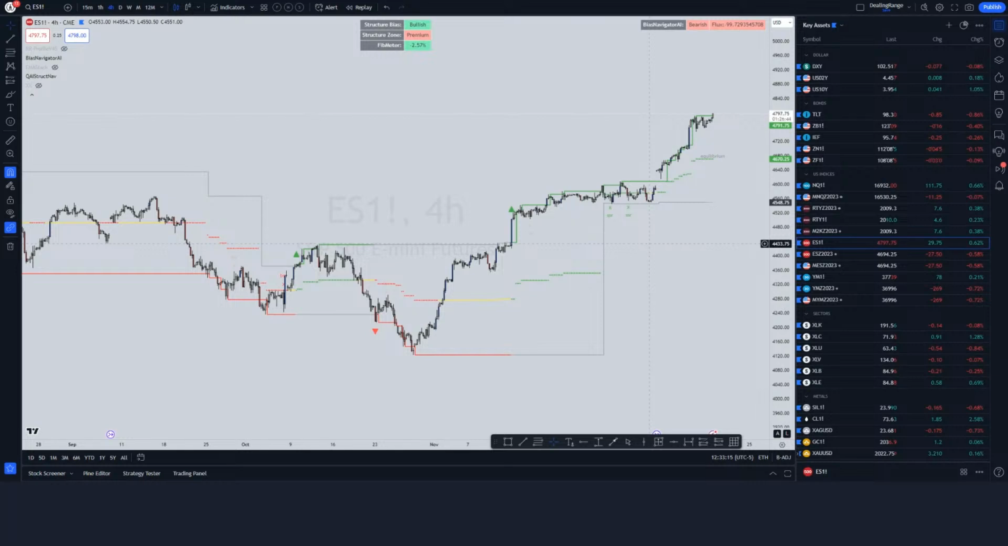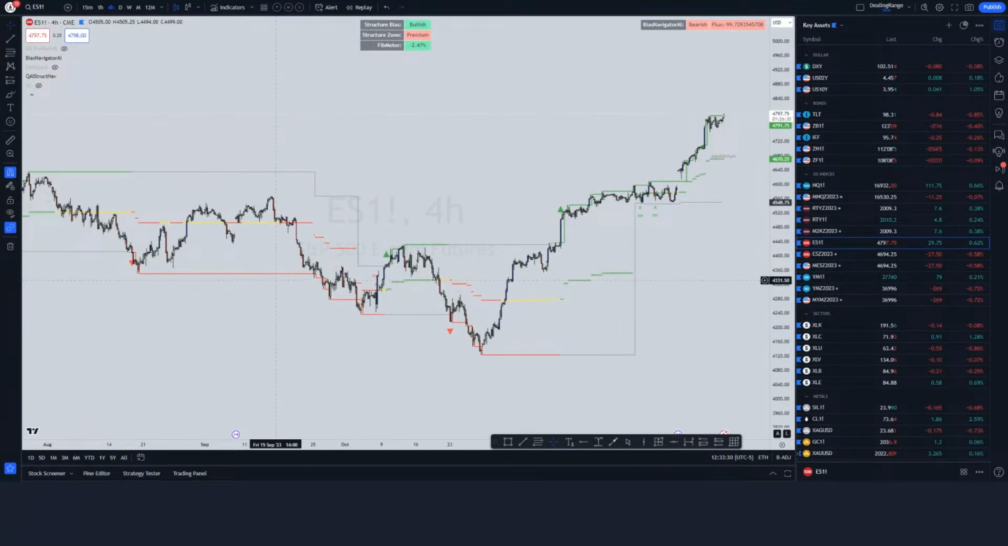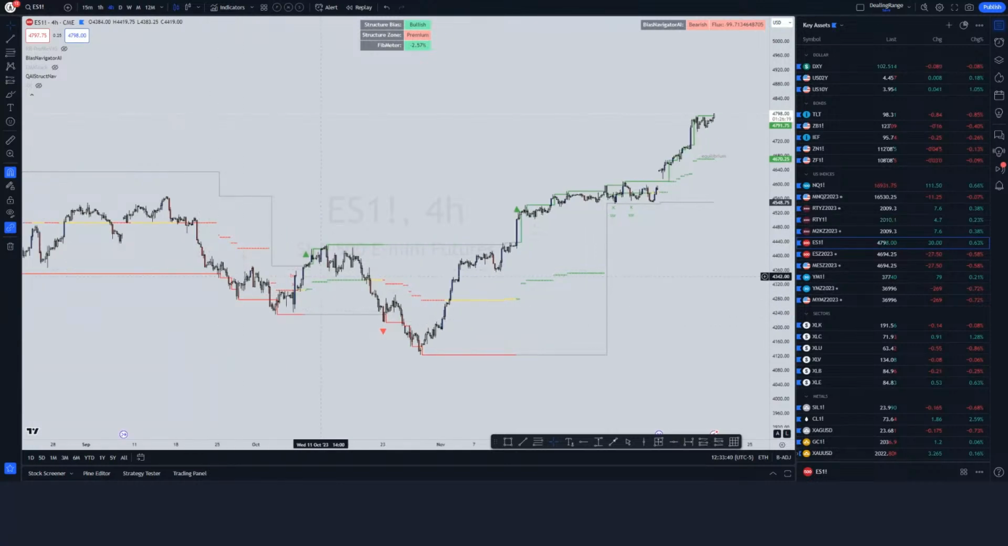My background is smart money concepts and mostly trading price action. So these indicators are structure based, meaning I've developed a way to quantify and qualify structure in markets based on just open, high, low, closes.